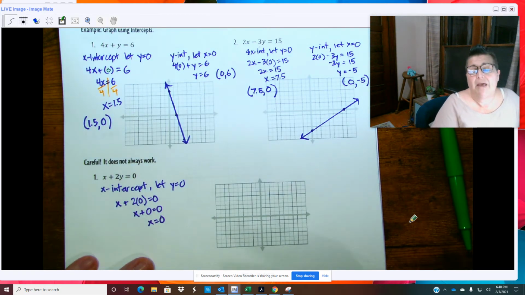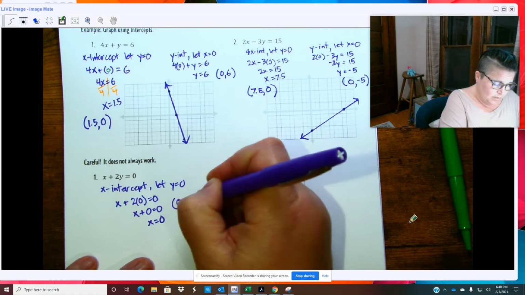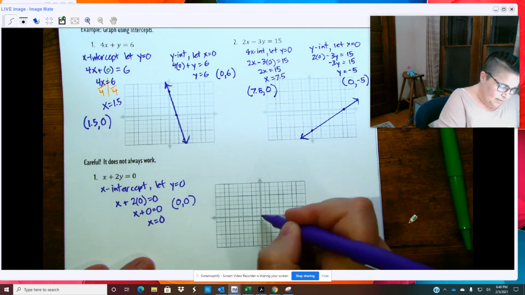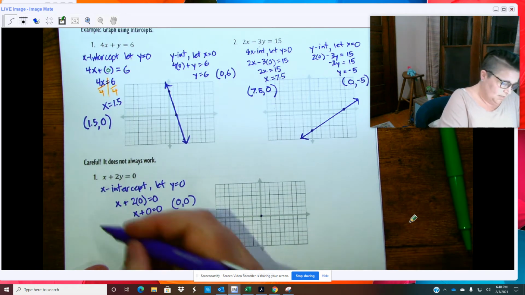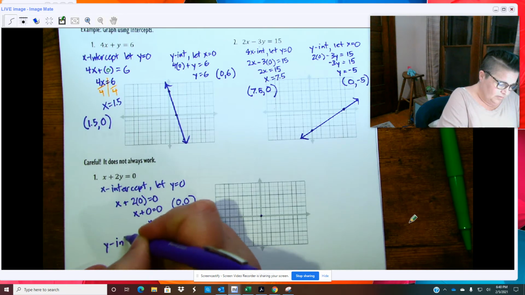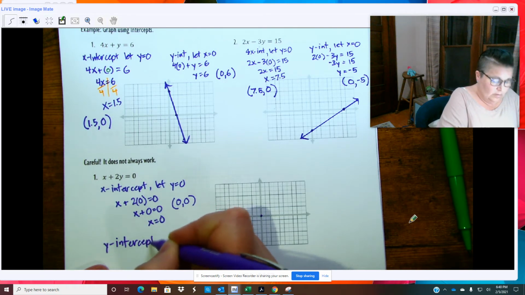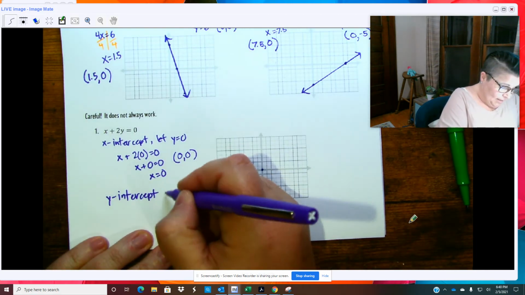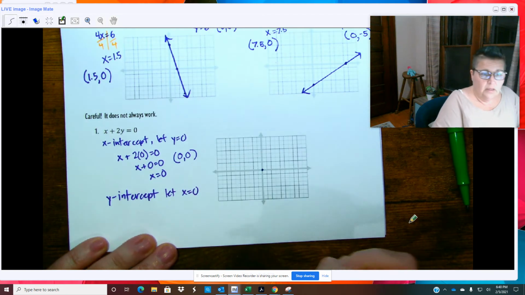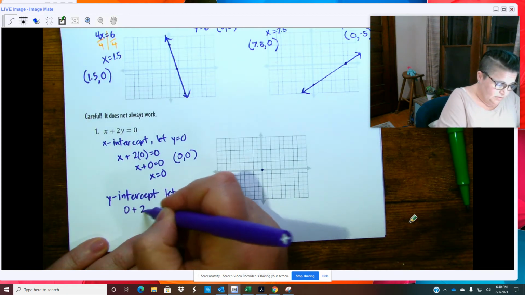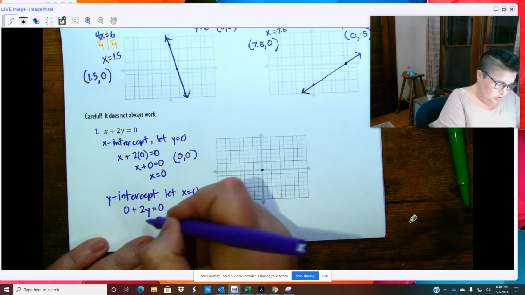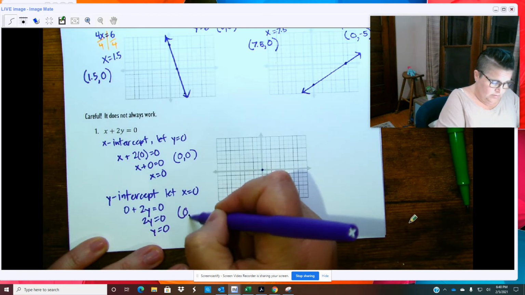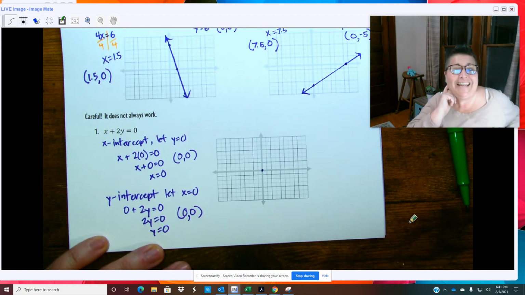This is not a problem. x can be 0. That gives us the point where x is 0 and y is 0. So right there, x is 0, y is 0. Now if I go to find the y-intercept, using the intercept says I'm going to let x equal 0. This is going to give me the equation 0 plus 2y is equal to 0. So 2y is equal to 0, and y is 0, which gives me the point (0, 0). I didn't get a different point.